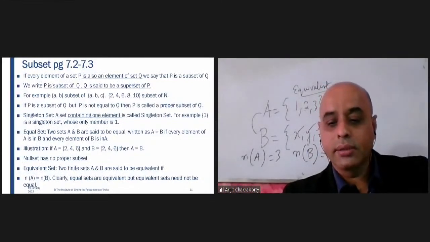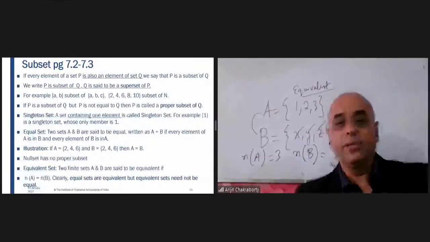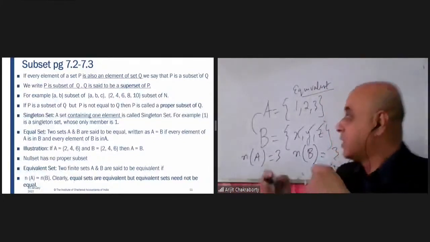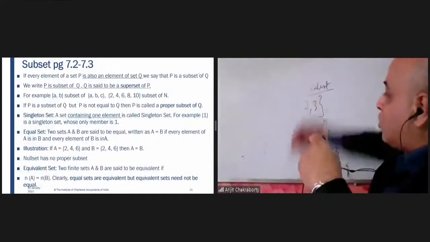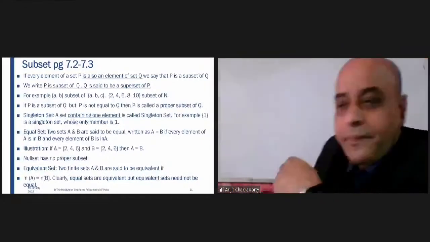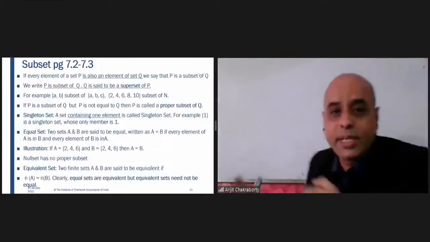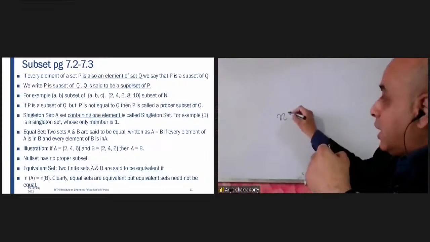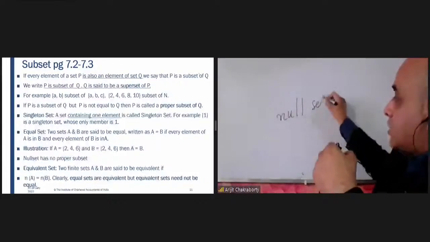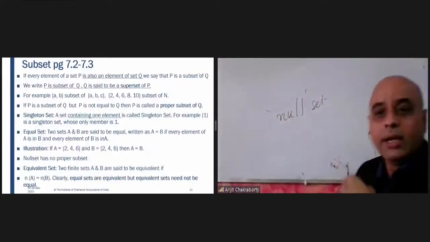Okay, null set. Sakshi, null set. It is called null, not a non-set. It's called null set, N-U-L-L. I'll just write once again. Null set means it has no element in it. Singleton set means one element. And if there are 0 elements, no element, we call it a null, N-U-L-L, null set.